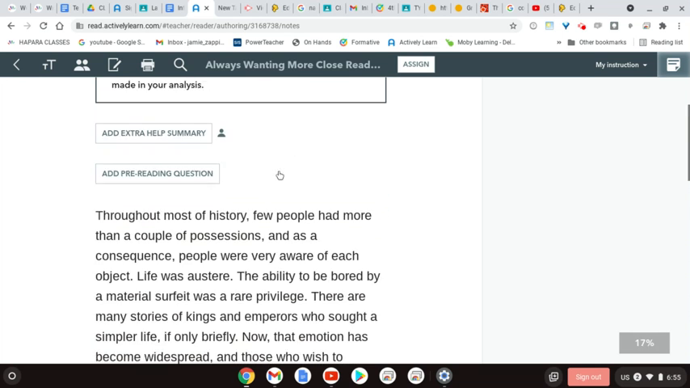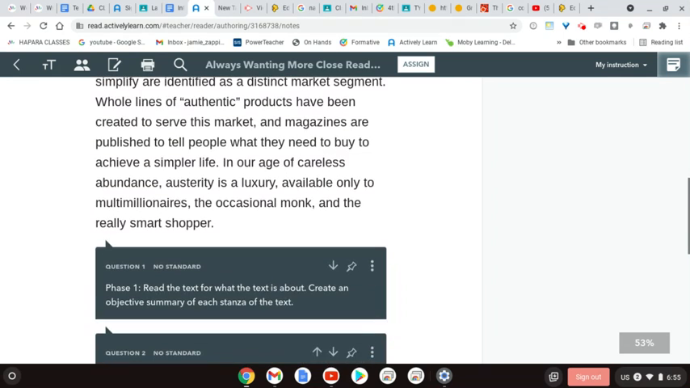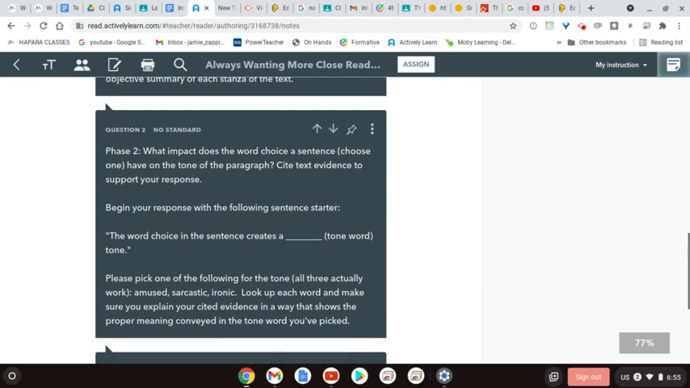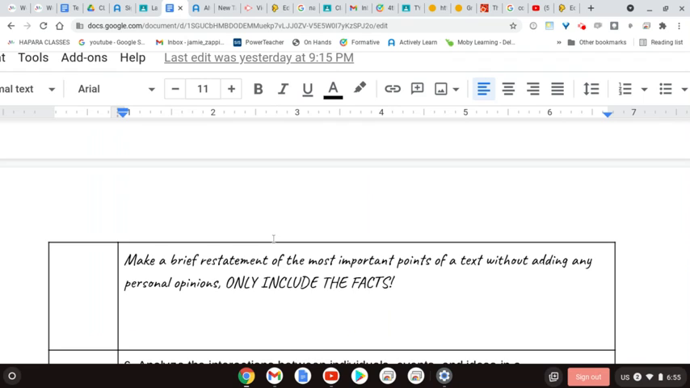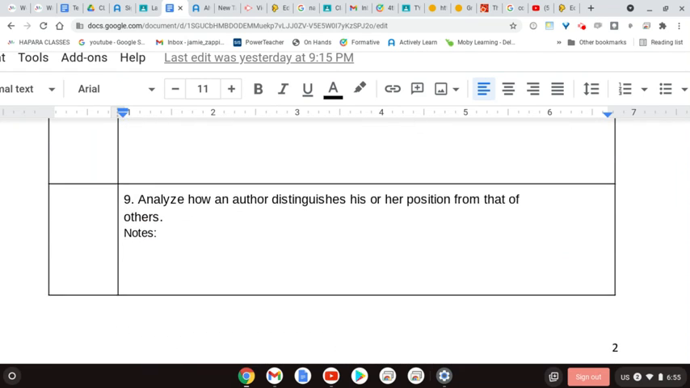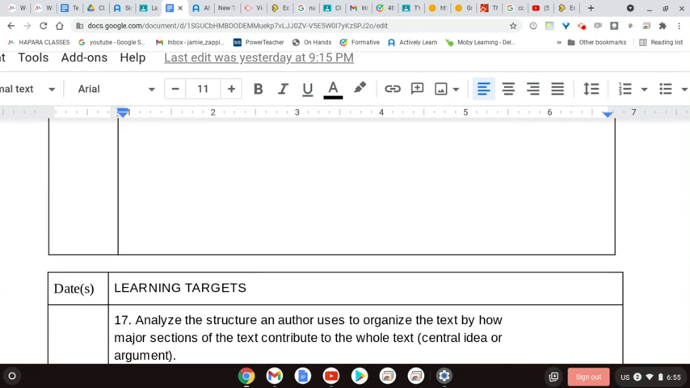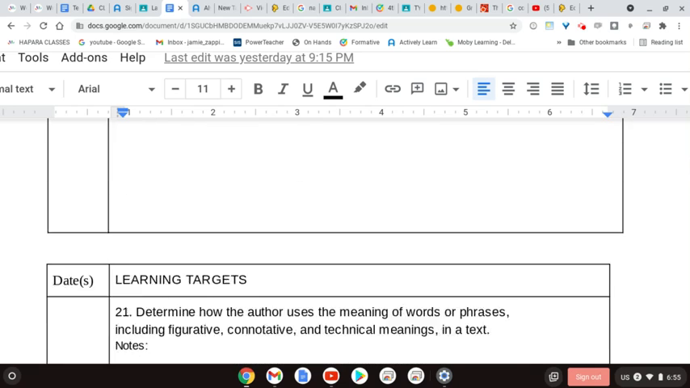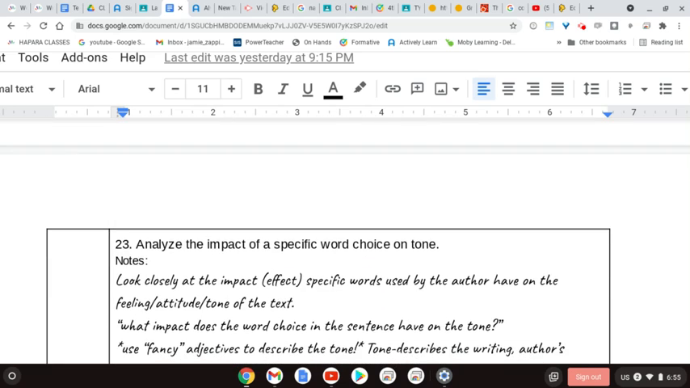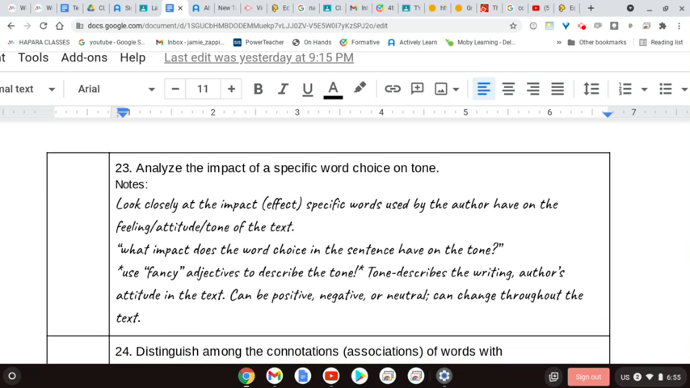As you reread the text for how the text says it, you want to look at the word choice used by the author. So for phase 2, I want you to think about the impact that the word choice has on the tone of the paragraph and to cite text evidence to support your response. When we look at the word choice and the tone used by the author, we're focusing on learning target number 23. Learning target number 23 says the following: to analyze the impact of specific word choice on the tone.